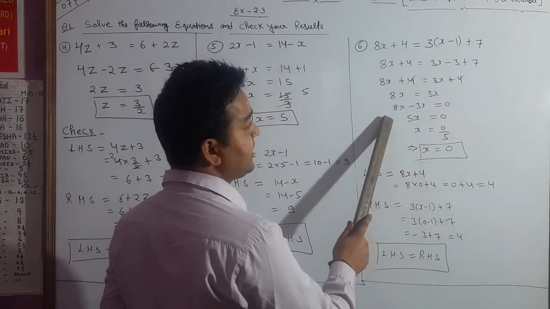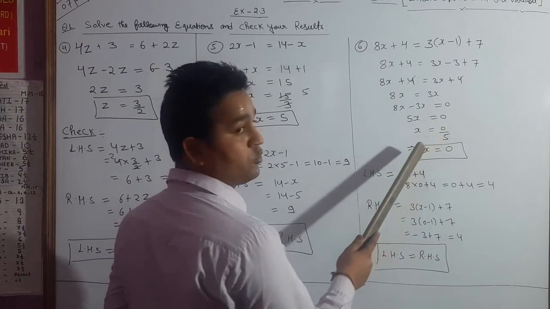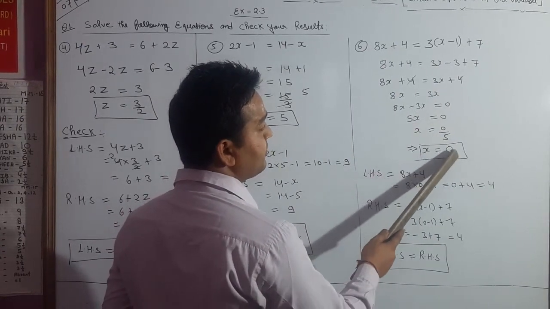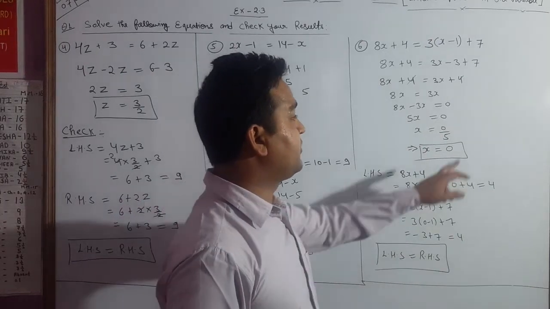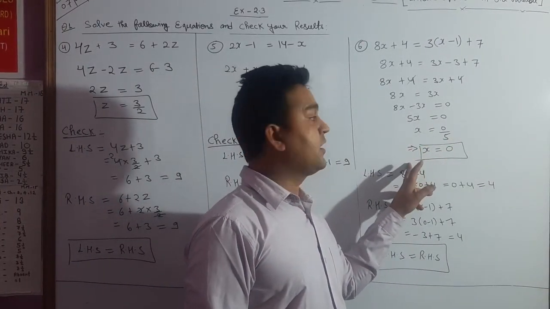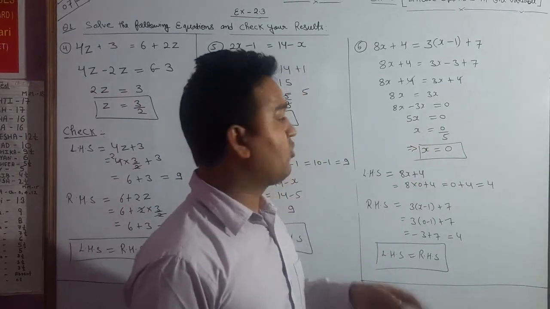Now 3x from this side, it becomes 5x is equal to 0. Then what is the value of x? 0 by 5. So you can write here 0. When you divide 0 by any number you always get 0. So what is the value of x here? 0. Now you have to check your answer.